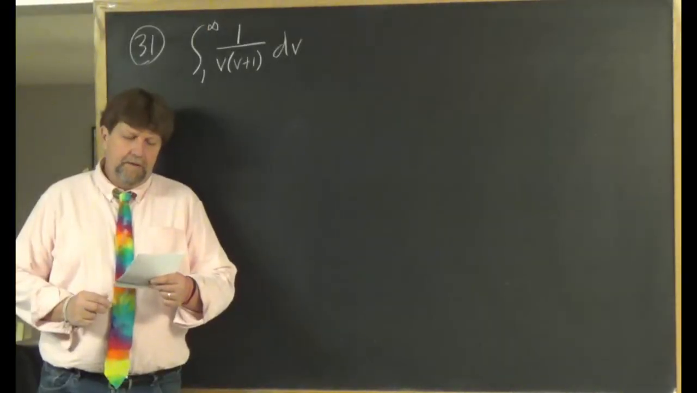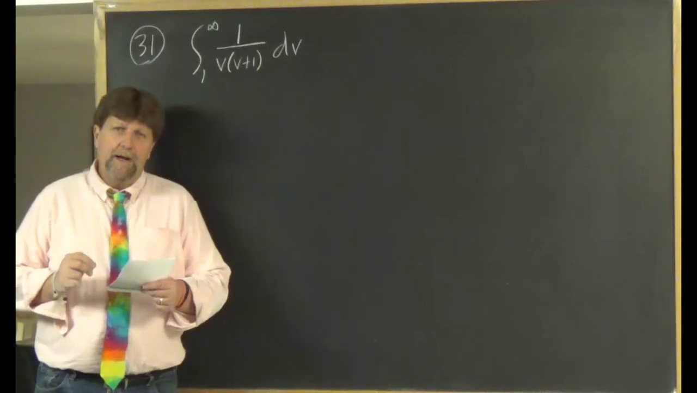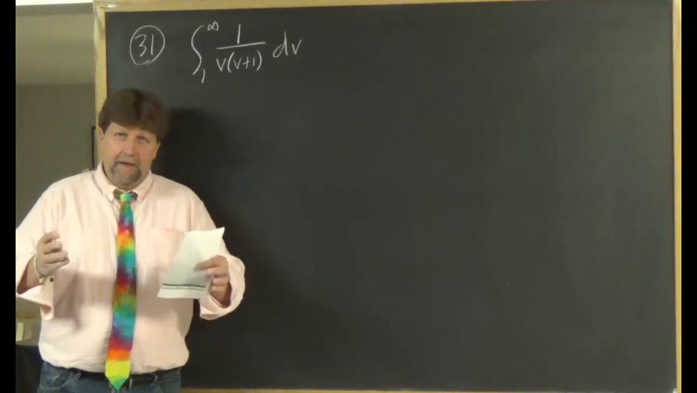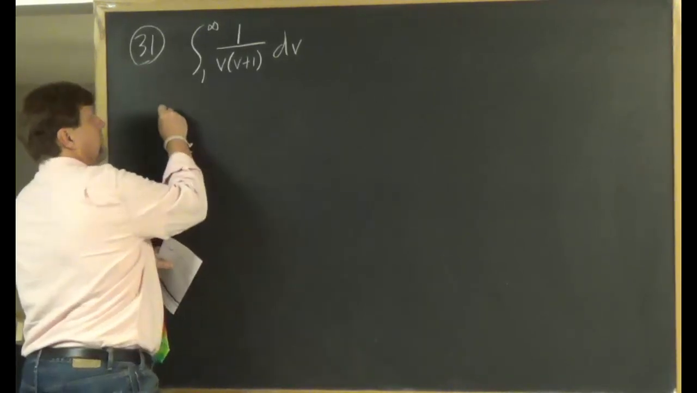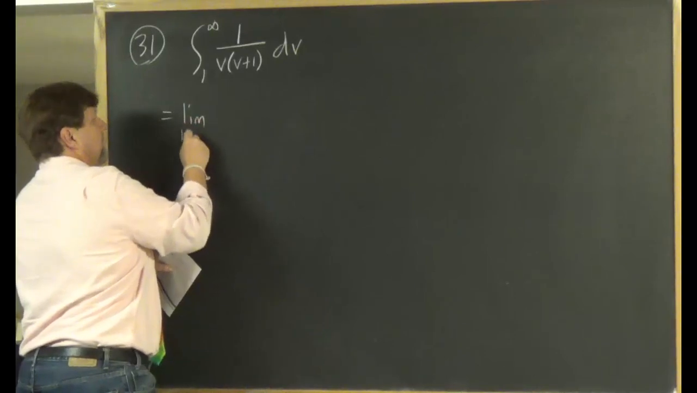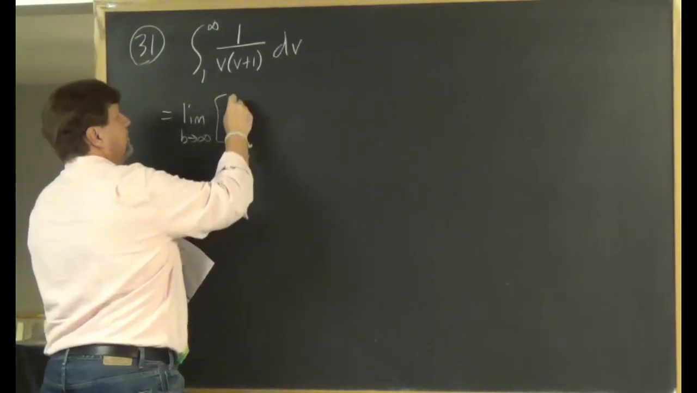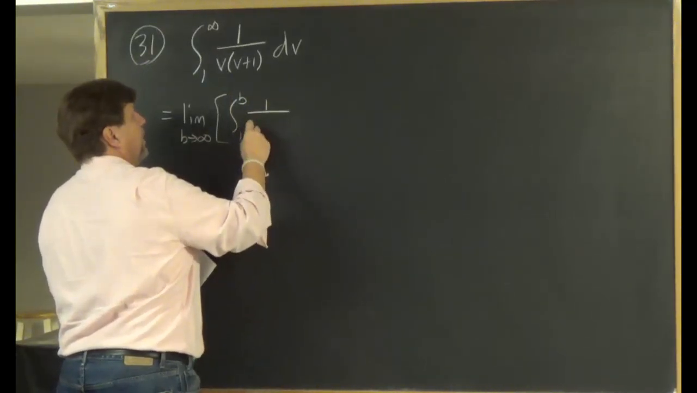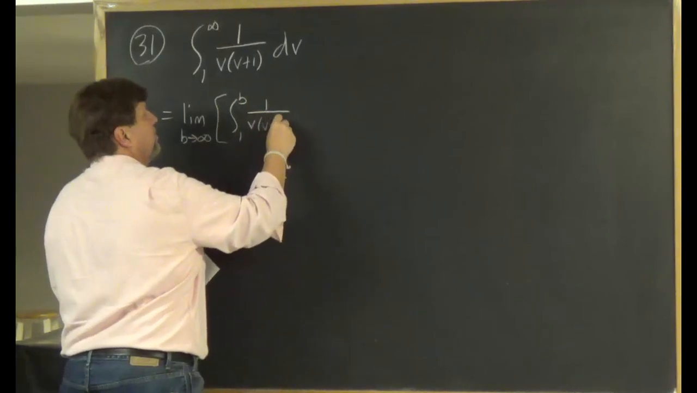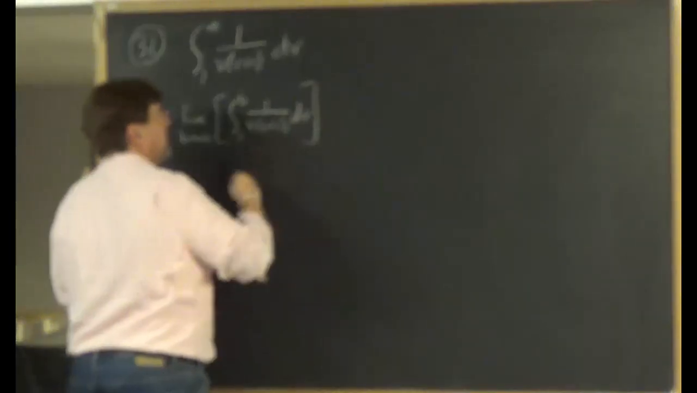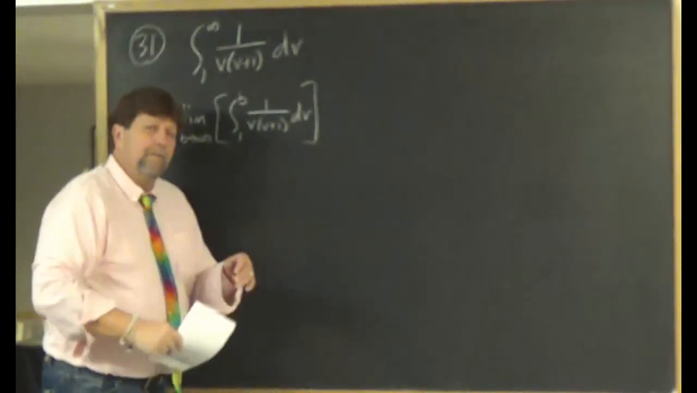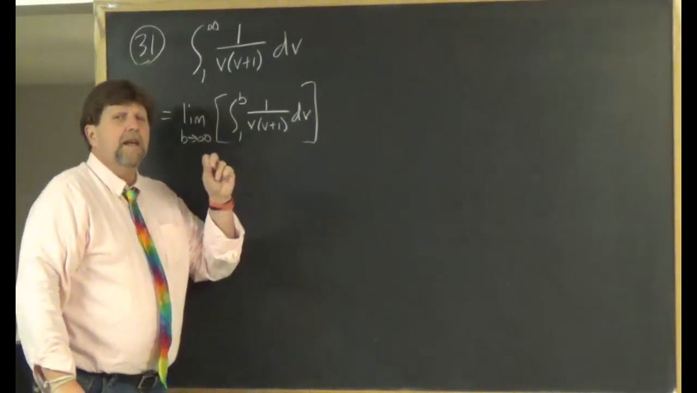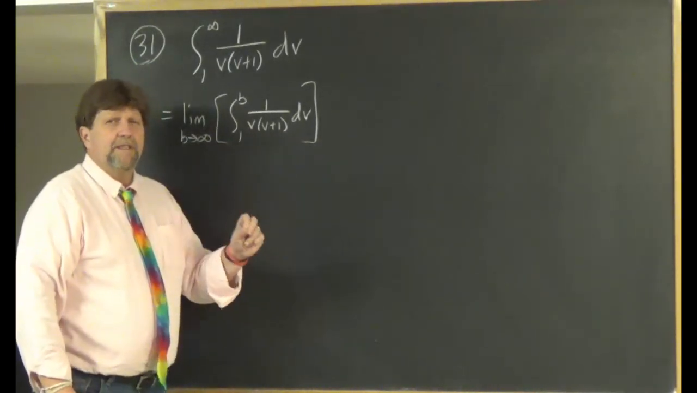All right, folks, at 31, you're asked to integrate from 1 to infinity, 1 over v times the quantity v plus 1 dv. Improper integral, so you immediately start by rewriting this as the limit as b goes to infinity, integral 1 to b of 1 over v times v plus 1 dv. I don't know about you, but I'm kind of smiling right now. This is absolutely positively already set up for us to do the technique of partial fraction decomposition.